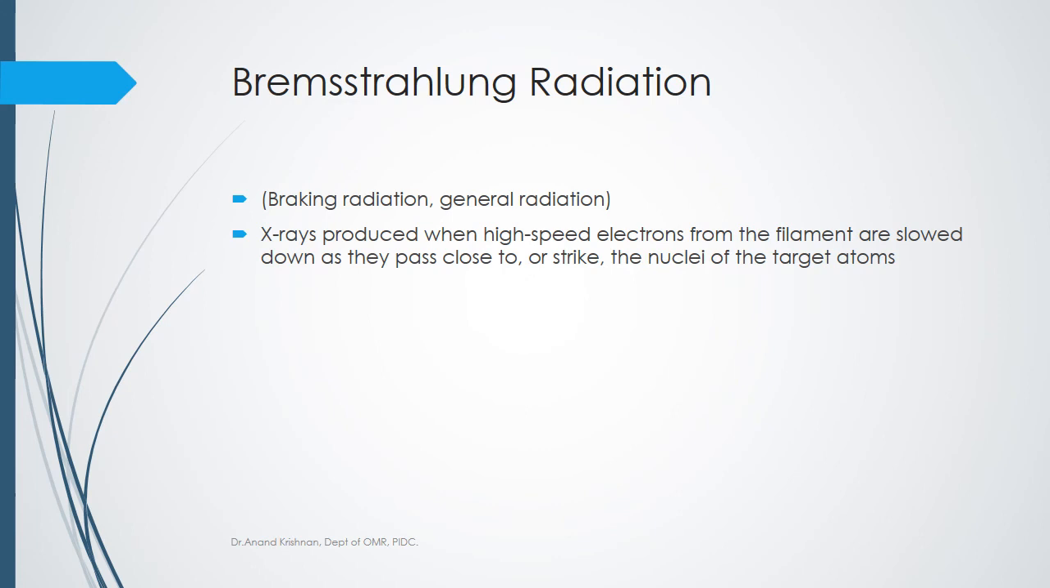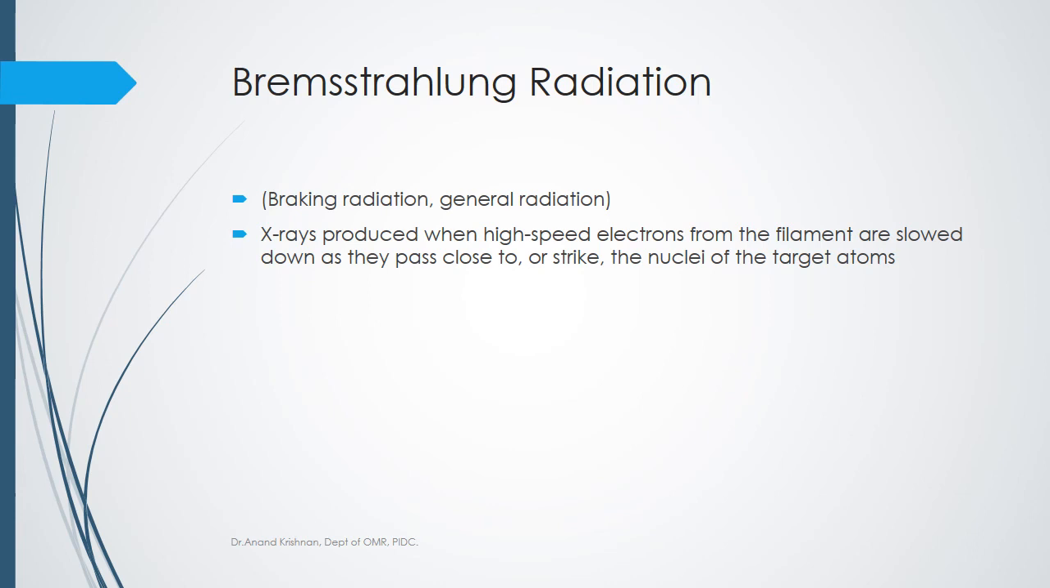So to move on with Bremsstrahlung radiation, it is called braking radiation or general radiation. This is when X-rays are produced when high-speed electrons from the filament are slowed down as they pass through or strike the nucleus of target atoms.